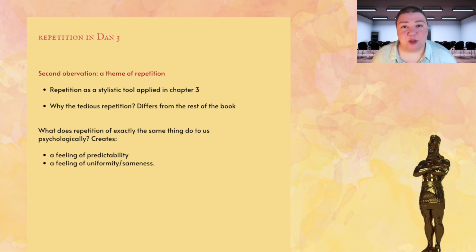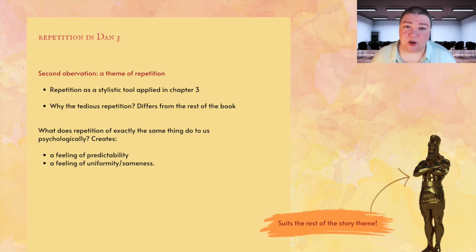Well, quite simply put, what does repetition of exactly the same thing do to us psychologically? If we know exactly what's going to happen, what takes place in our mind? A feeling of predictability, a feeling of knowing what's coming next, with no surprises and an identical repetition of something. We are left with a feeling of uniformity, sameness. And when considering this theme in the greater story of this chapter, that seems quite appropriate.